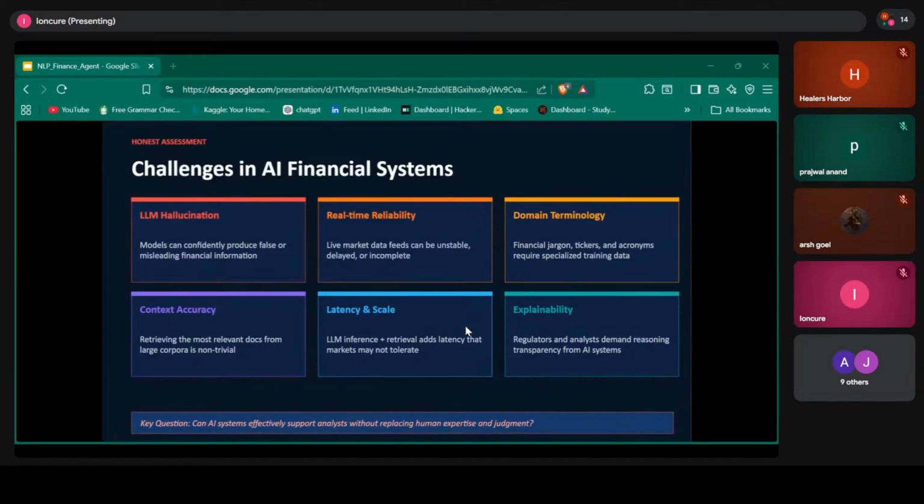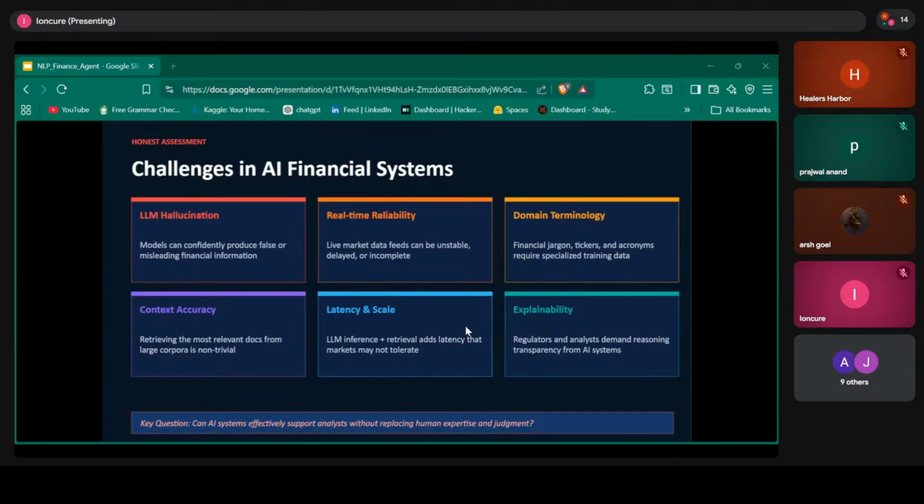Grounding the model in retrieved documents significantly reduces hallucination rates. Real-time data reliability is another challenge. Financial APIs can sometimes be unreliable, delayed, or incomplete.